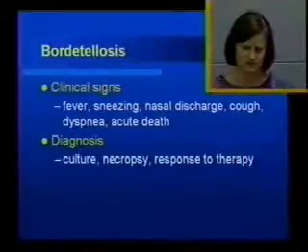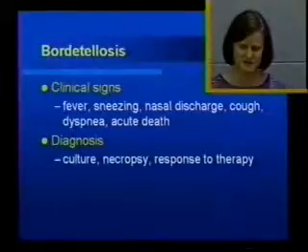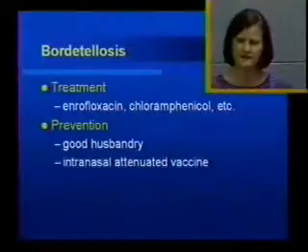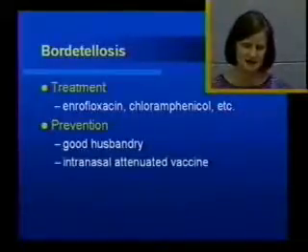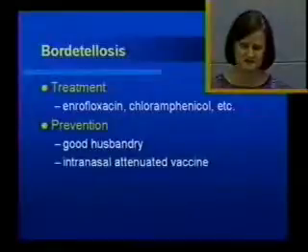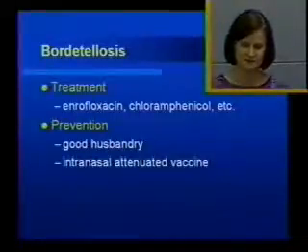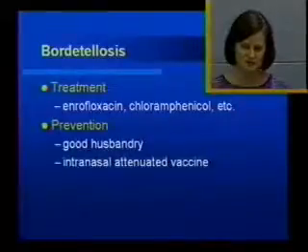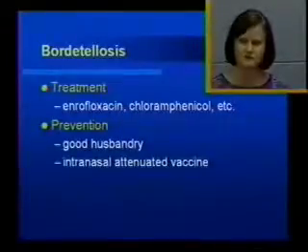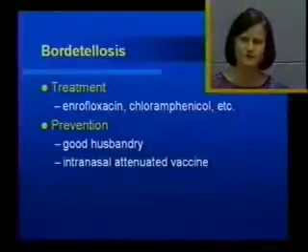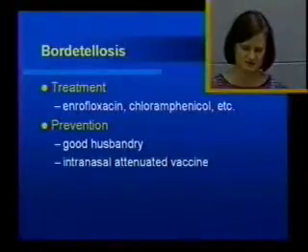Diagnosis is made by culture, necropsy, or response to therapy. Treatment is with antibiotics that are effective against bordetellosis. In the cat, enrofloxacin has the greatest coverage. Chloramphenicol, amoxicillin, and other antibiotics are also effective. Prevention is by good husbandry, and there is an intranasal attenuated vaccine made especially for cats that may be very useful in shelter situations.